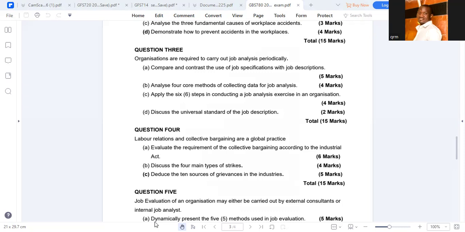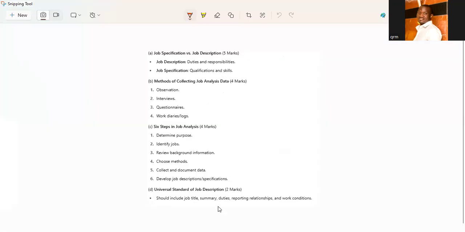So part A. What's the difference between job description and job specification? Are there any differences? Yes. The difference between job description and job specification.